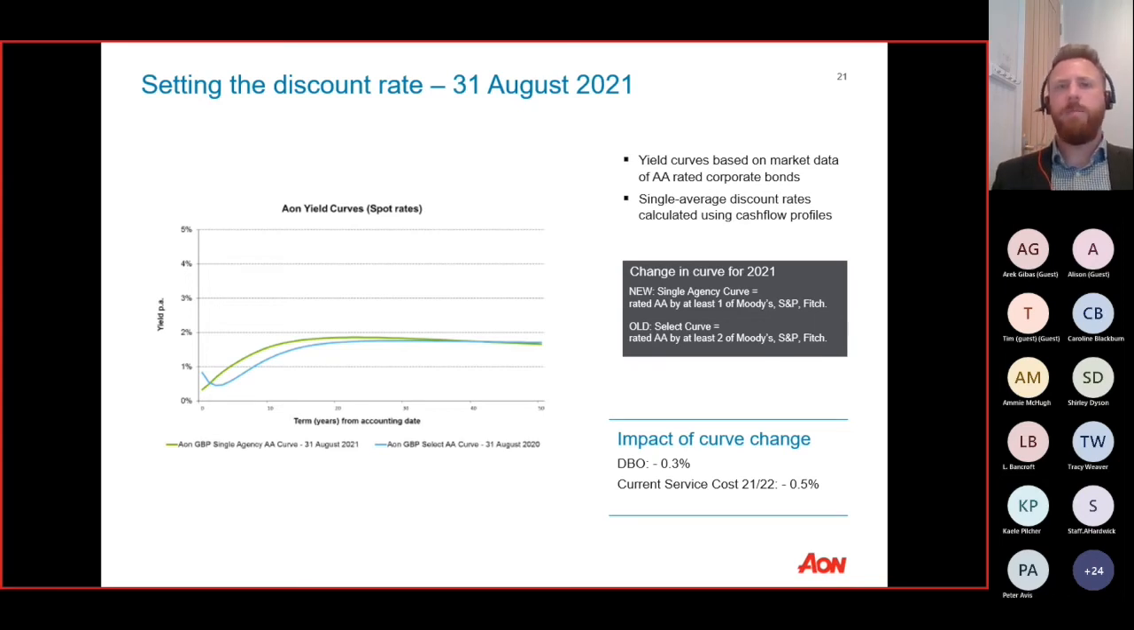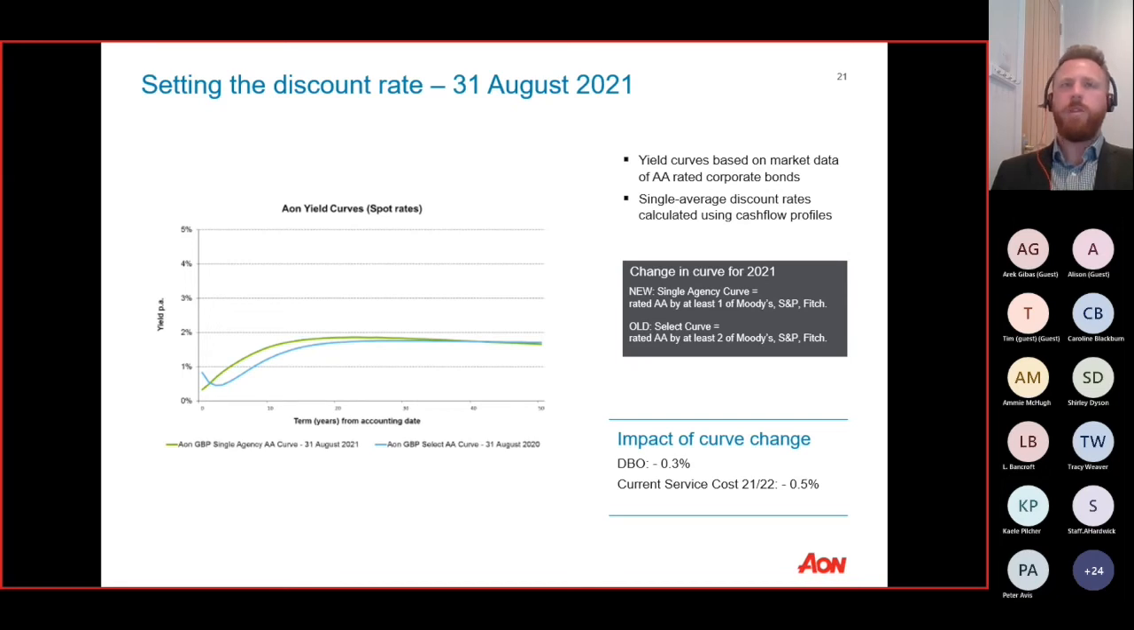So with that background in mind, the main reason for talking about this today is that we have actually made a change to how we calculate those yield curves this year. What we've done is move to a different subset of bonds that we use in formulating our yield curve. Last year we used what's called our select yield curve, which includes bonds that were AA rated by at least 2 of the 3 main rating agencies.